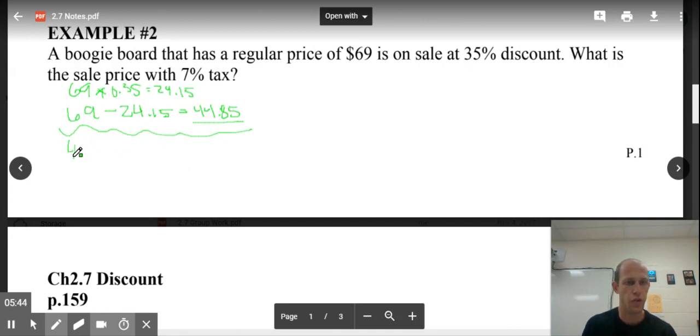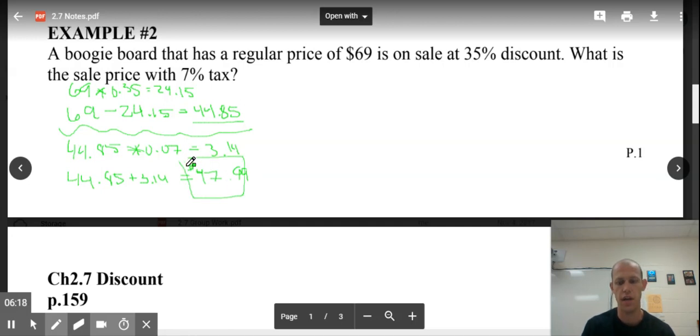And now, once we go to the cashier, they tell us you have to have 7% tax on that. So we do 44.85, multiply it by 7% tax as a number. We get out $3.14. And then tax we have to pay. So we have to add that on instead of subtract it. And when we add it on, we get out $47.99. So that is the price that we're going to have to pay.